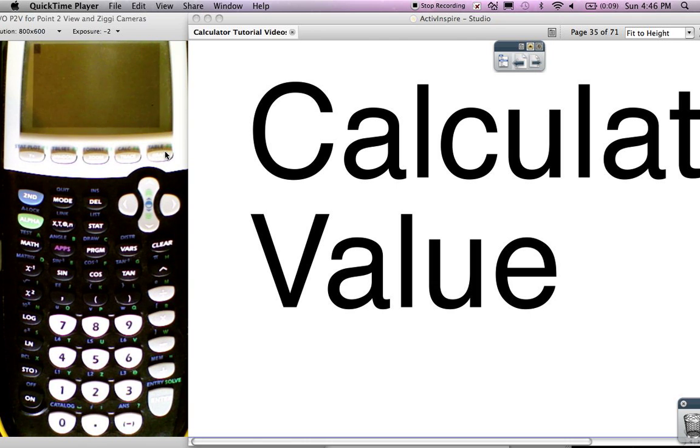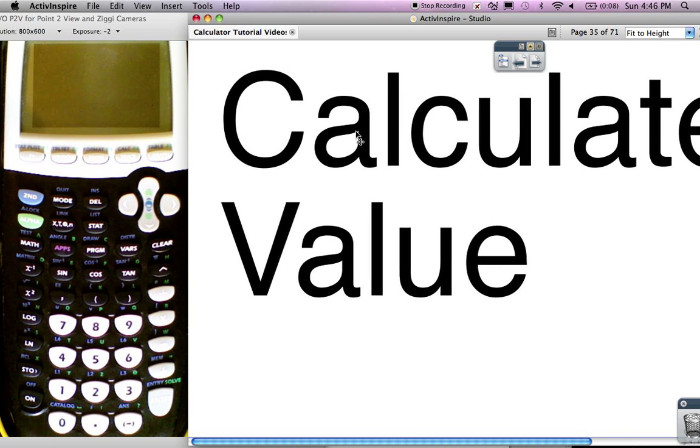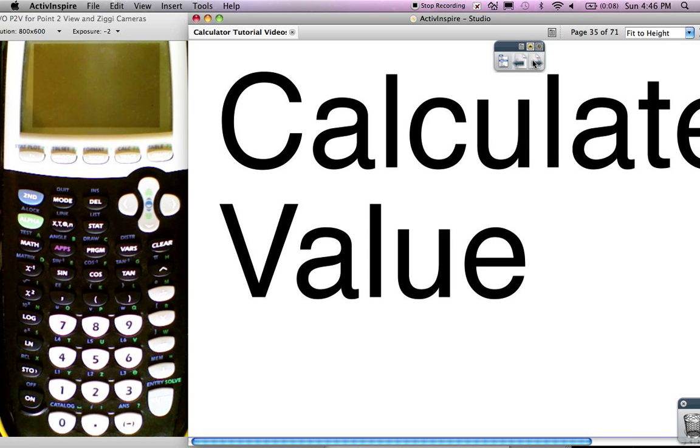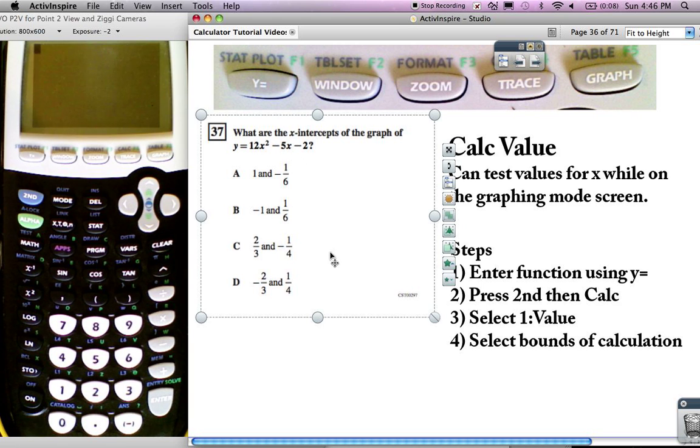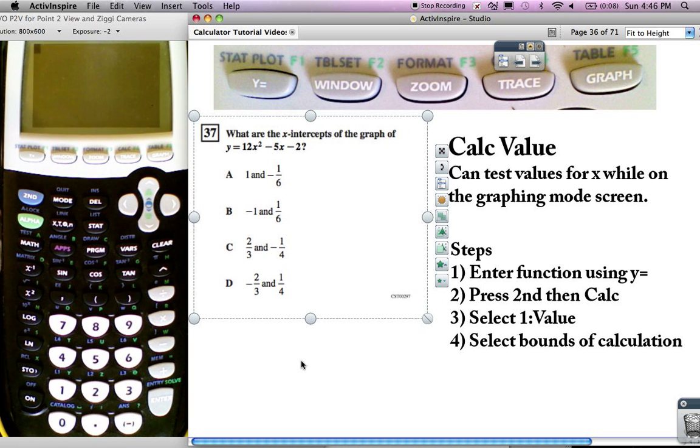Alright, this video is on how to use the calculate value function on your calculator. It's very useful. You'll see why or how. Now, we're going to look at a problem. What are the intercepts, x-intercepts of the graph 12x squared minus 5x minus 2?